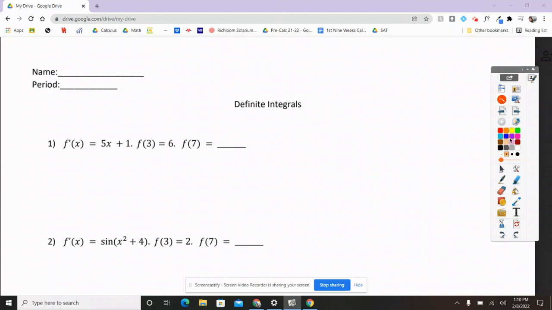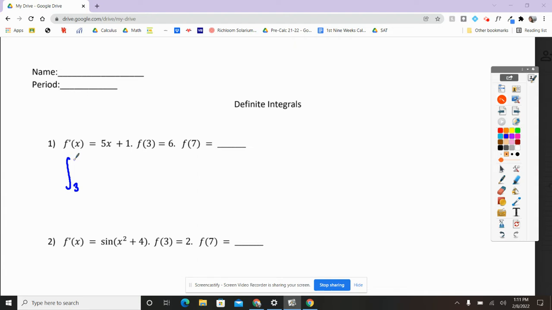Alright, this is going to be the video for definite integrals. So for this first one, they give us f prime of x, and then they want us to figure out what f of 7 is, and they tell us we know that f of 3 equals 6. So you have to set up your definite integral, and your two limits are going to be the numbers that they gave you. So you put them in order.